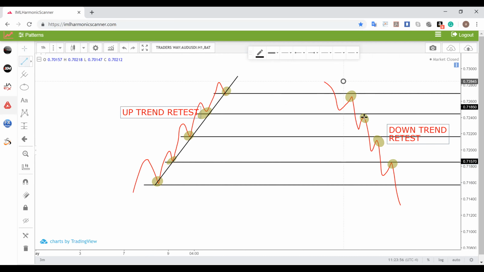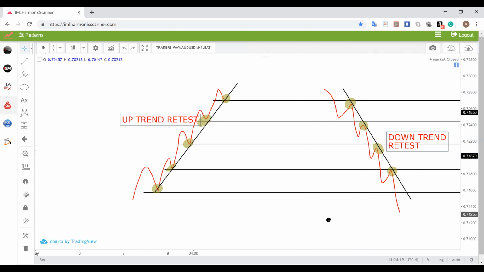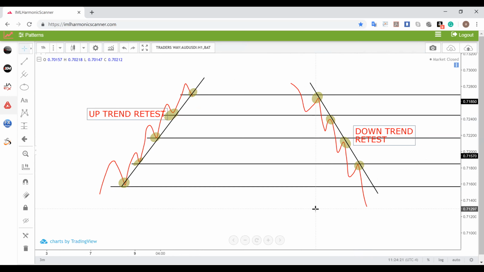Now, likewise, if I am to do one down, you're going to see that it is on the resistance. It's above it, it's above it, it's above it, right? Let me know if you guys follow this so far. So this is your identification of your trends.